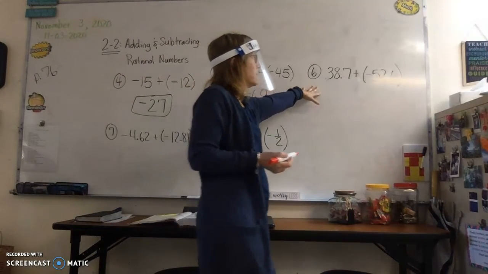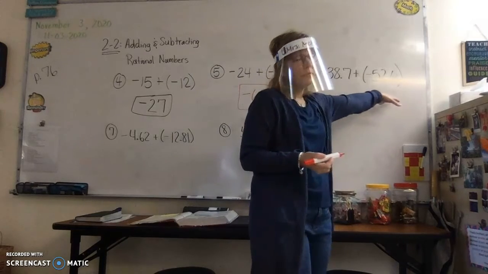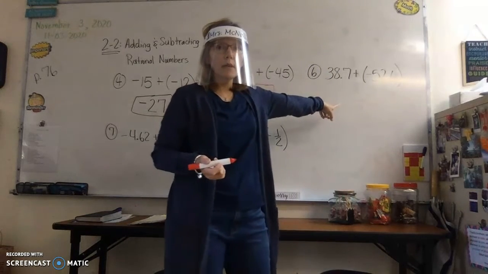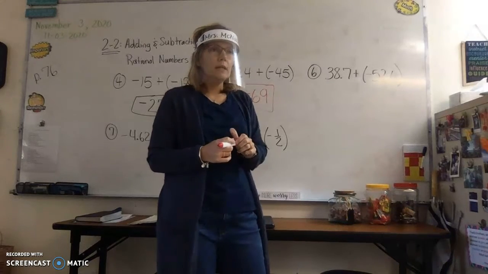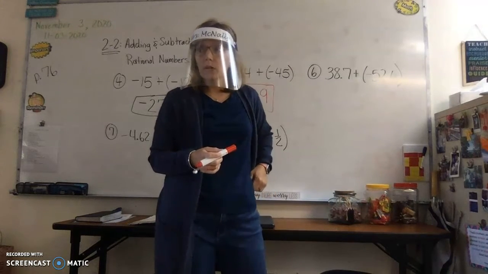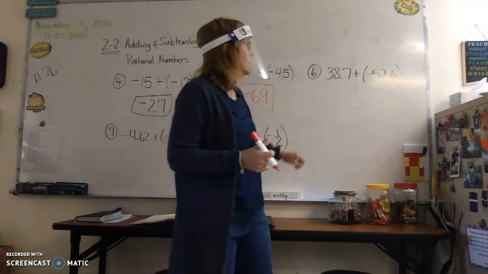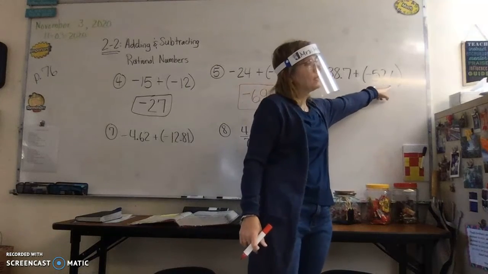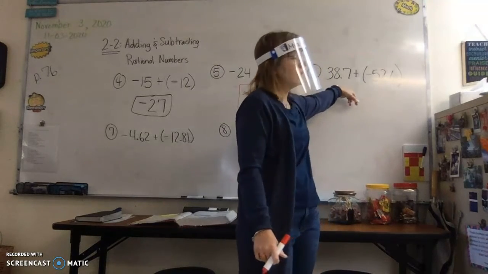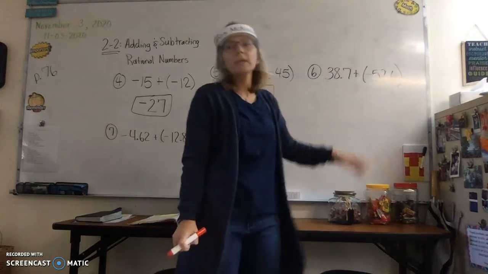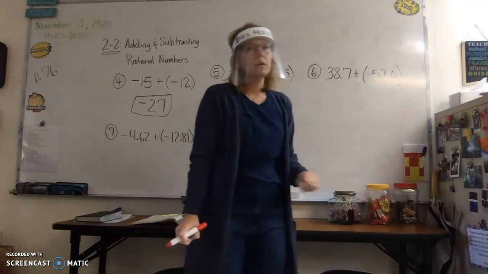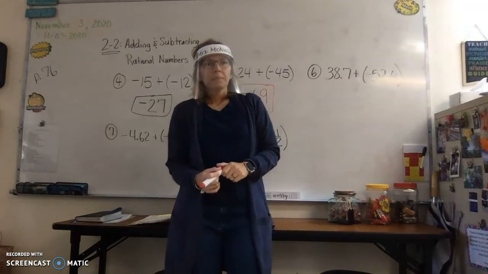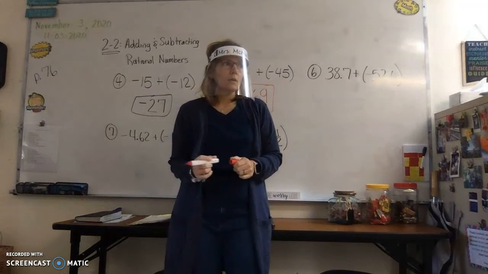So I have 38.7 plus negative 52.6. Are my signs the same or different? Different this time, so I'm going to do what? Subtract. So you're going to need a calculator on this. You're going to do 52.6 minus 38.7, or you can enter it exactly as it's written, and you'll get the correct answer as well. And what does that equal?